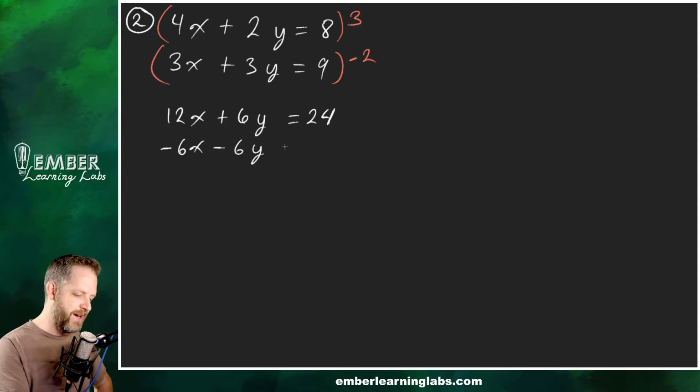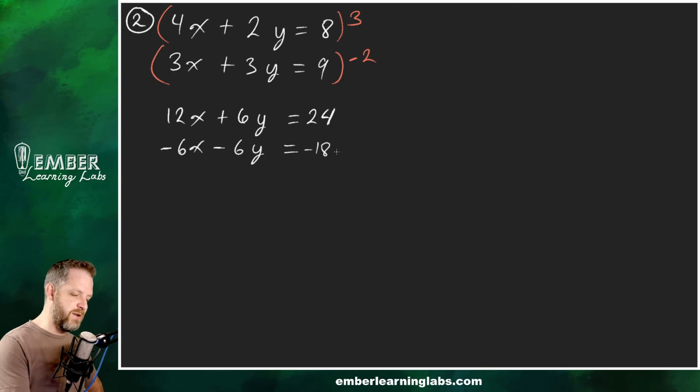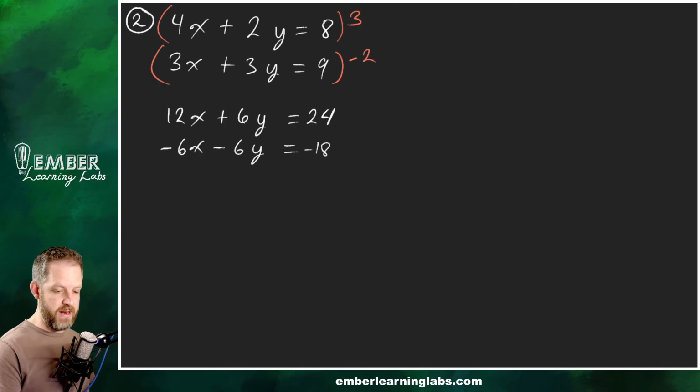-6x. -2 times 3y is -6y equals 9 times -2 is -18. That would be an extra special easy place to forget, not multiplying this last one. I've seen that mistake made many times.